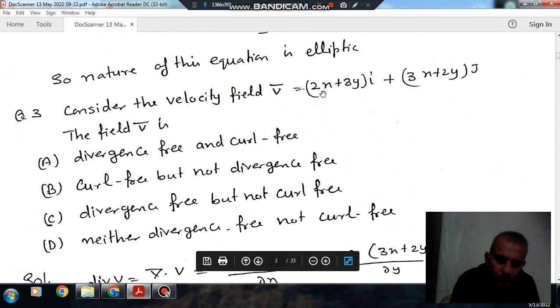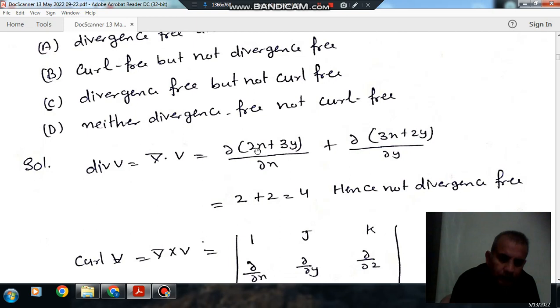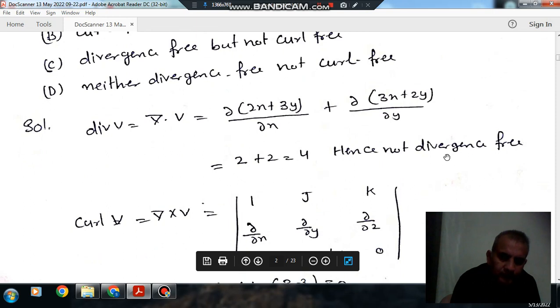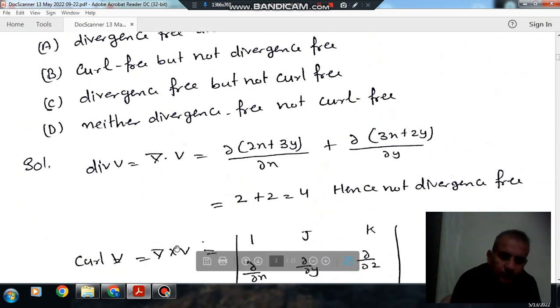So this is your u, and this is your v. Its differentiation with respect to x will be 2, and the differentiation of v with respect to y will be 2. So hence it is not divergence free, because some magnitude of divergence is obtained, so it is not divergence free.